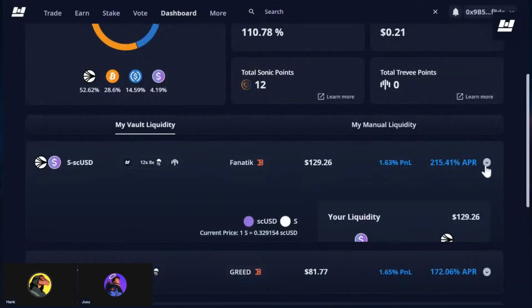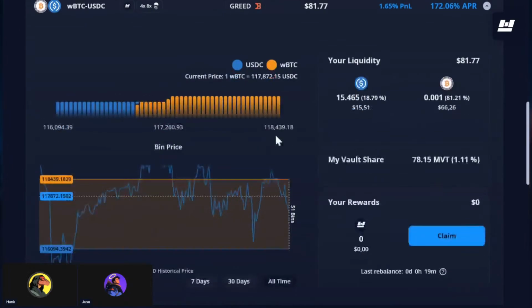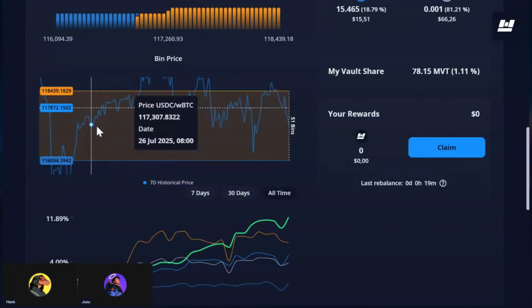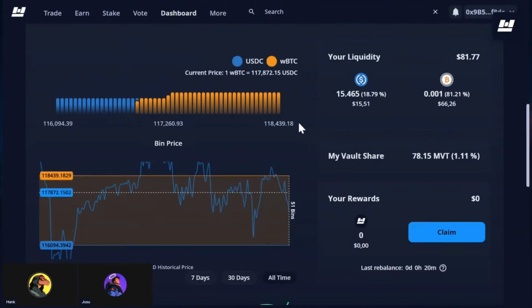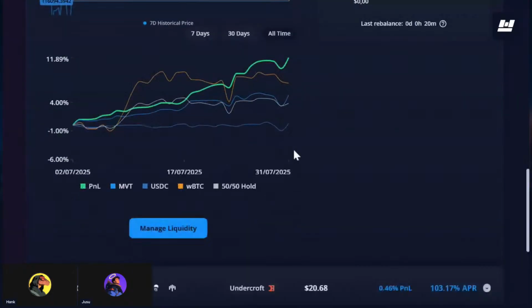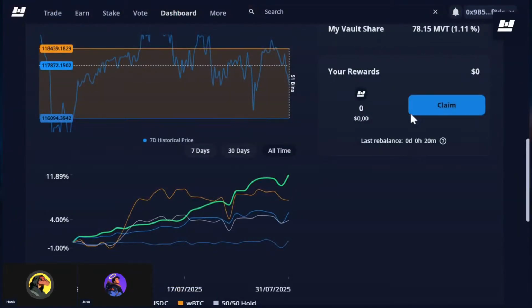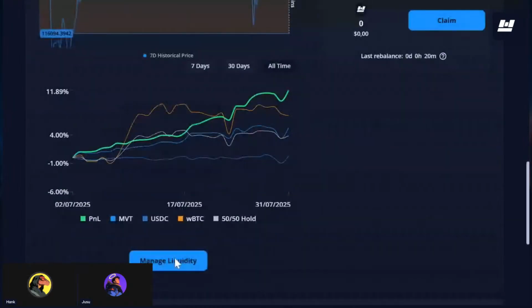So it makes it really easy as a liquidity provider into vaults to always check how things are going, how the price is moving, and how it is allocated within the price. I think this is nice. You can see the allocation, the graph with the performance, and you can harvest your Metro, and manage if you want to put more liquidity in or less.